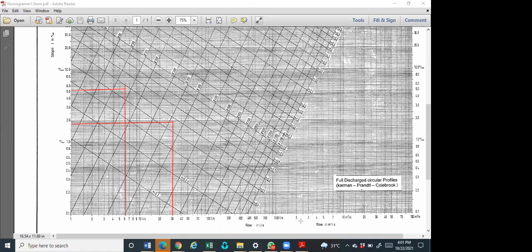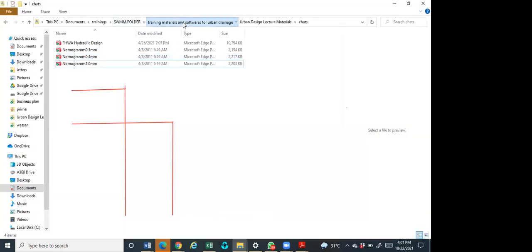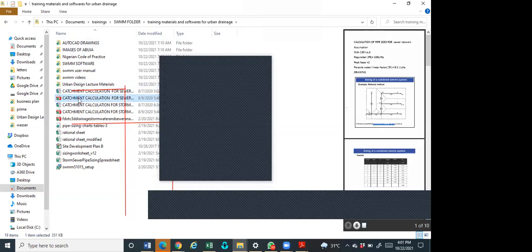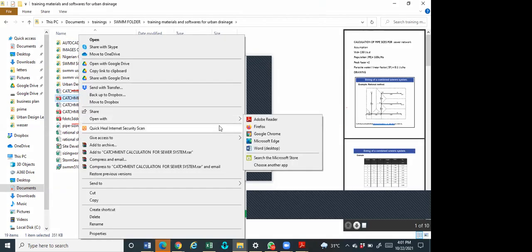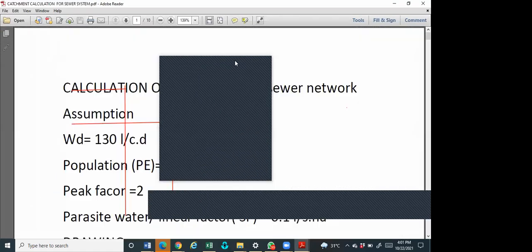Then if you now want to get how I got all this, you now go to the folder that I've shared with us. There's something I shared with us, catchment calculation. Good. Look at it.